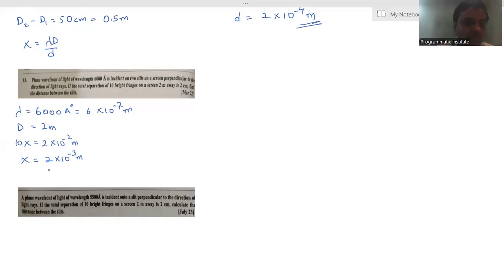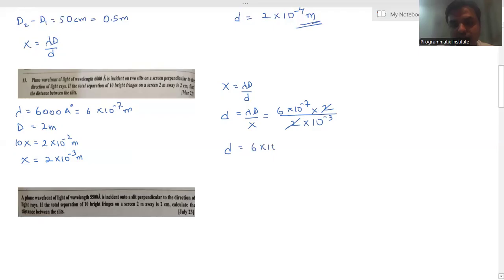And ultimately, what you have to do is find out small d. Again, you have only one formula for fringe width, which is x equals lambda capital D by small d. All you have to do is find the distance between the slits, which is small d. Small d would be lambda capital D by x. You have the value for lambda, just resubstitute it. So 6 into 10 raised to minus 7, capital D is 2 meter, and for x you have 2 into 10 raised to minus 3. As I said, all these questions are really bonus questions. So the final answer is 6 into 10 raised to minus 4 meter.